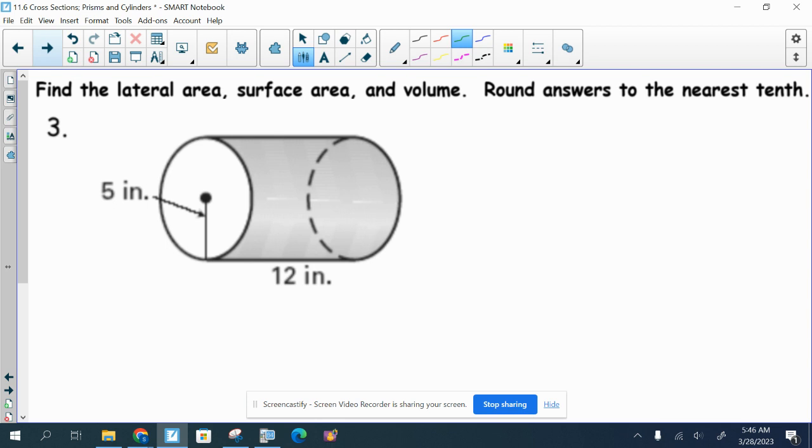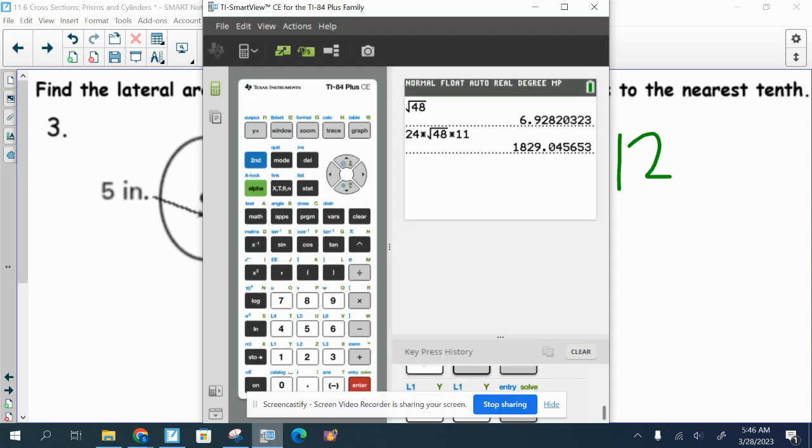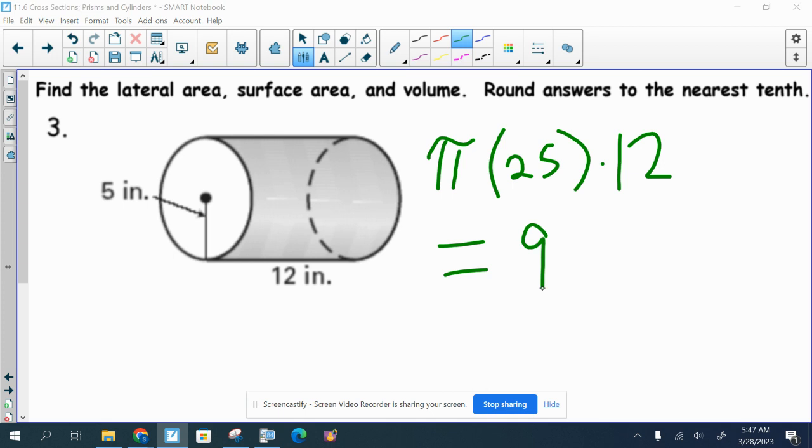Okay, moving on. Find the volume of this. So here we have a cylinder. So we're going to do area of the base is pi r squared. So r squared would be 25 in this case, times 12, round to the nearest tenth. Okay, so just type that in. Pretty easy. Pi times 25 times 12 is 942.5.